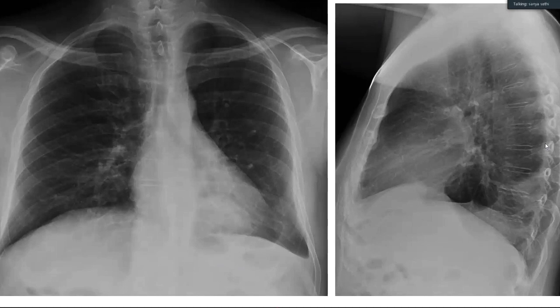Looking at the soft tissues and bones, the clavicles.